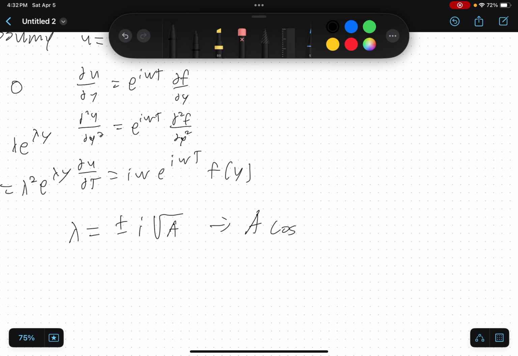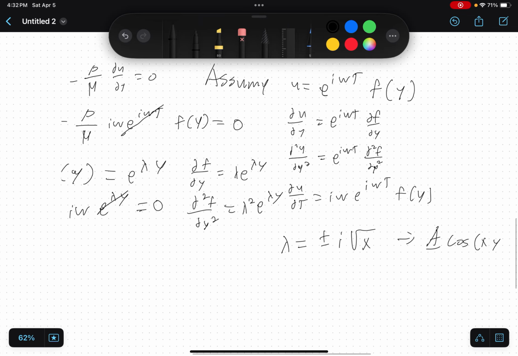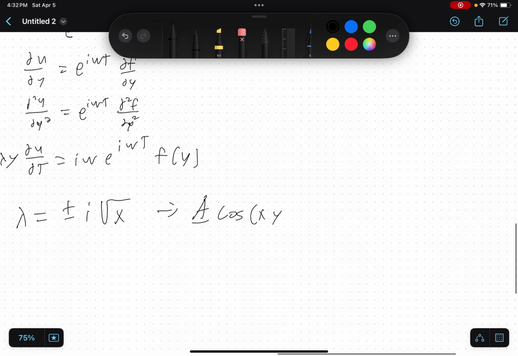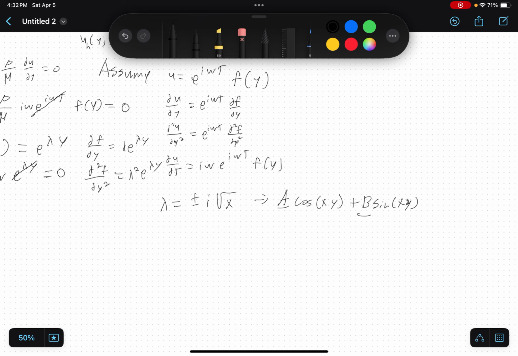I don't want to call this A, I want to call it, what do I want to call it? X. X is bad, but you get the idea. So A is an unknown constant that we have to solve for, times cosine of X times our variable, in this case Y. Yes, it is Y. A cosine XY plus B sine XY. And then we have two unknowns, and we have to solve for them.